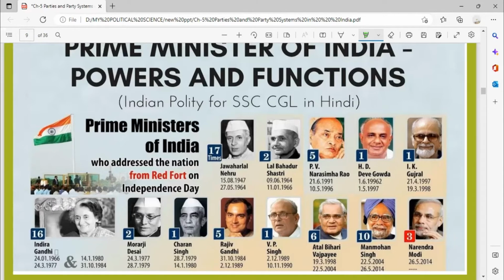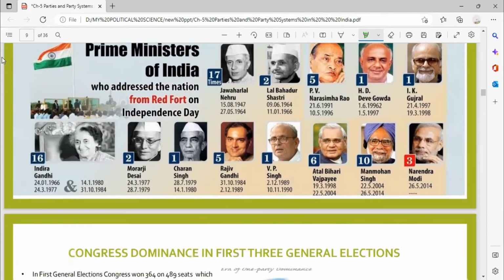After Jawaharlal Nehru, Indira Gandhi. Then Morarji Desai twice, Chaudhary Charan Singh once, Rajiv Gandhi 5 times, VP Singh once, Atal Bihari Vajpayee 6 times, Dr. Manmohan Singh 10 times, and then Narendra Modi, who has been hoisting it for almost 8 years.